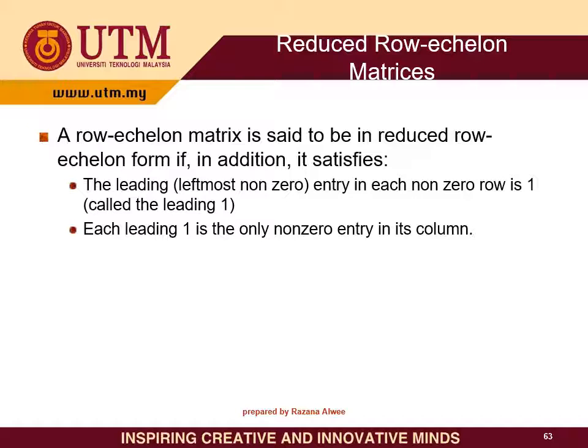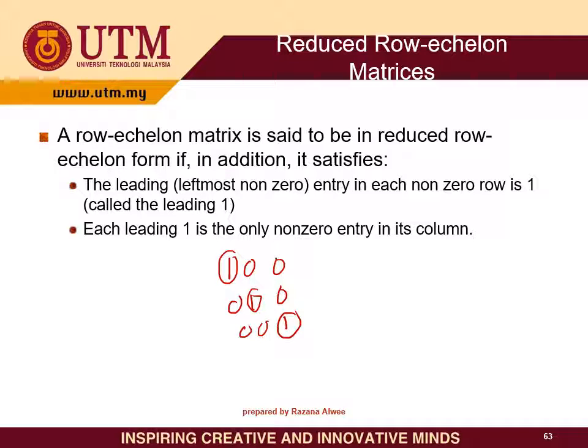We also have what we call the reduced row echelon form. For reduced row echelon form, we have two extra conditions. The first one is that the leftmost non-zero entry in each non-zero row is 1. So it cannot be any other number. The leading entry must be 1. For example 1, 0, 0, 0, 1, 0, 0, 0, 1. So the leading entry for the first row is 1, for the second row is 1, for the third row is 1.